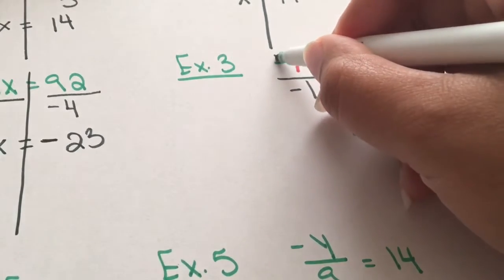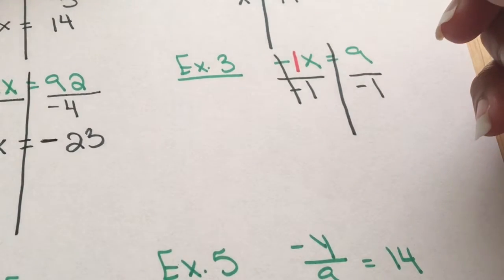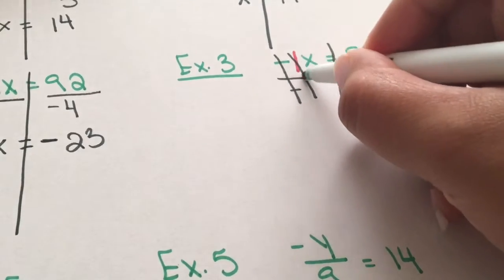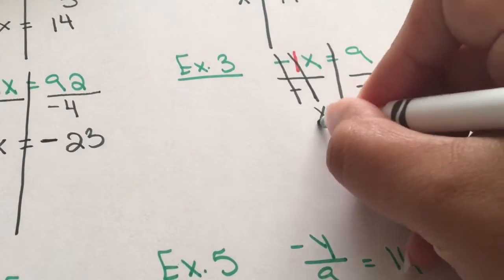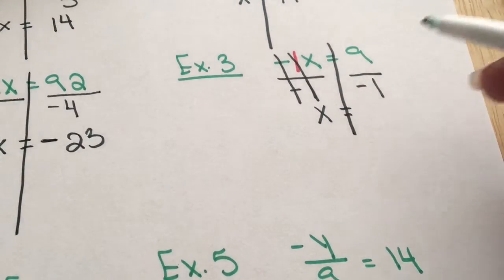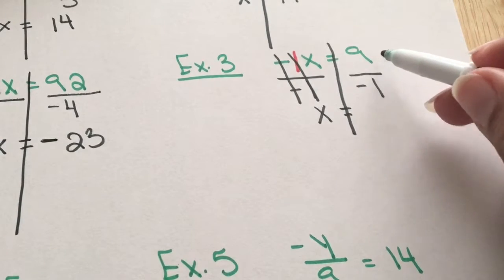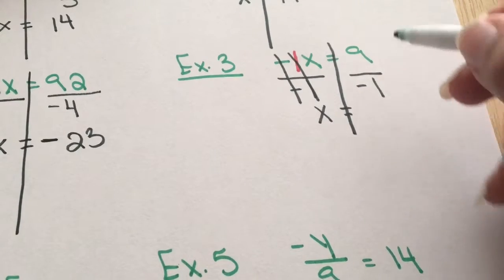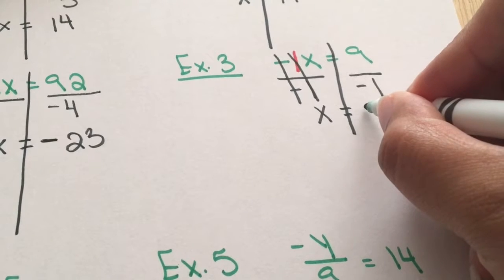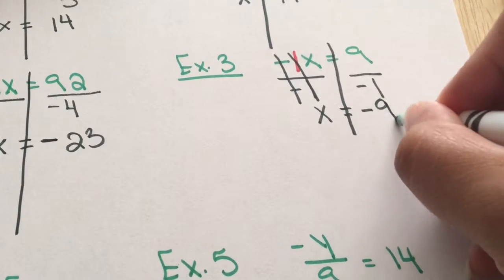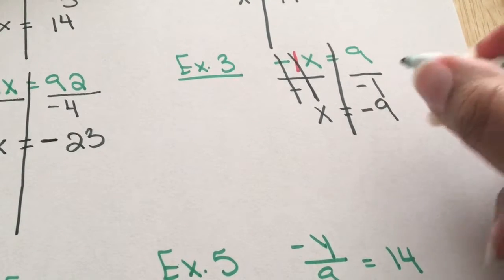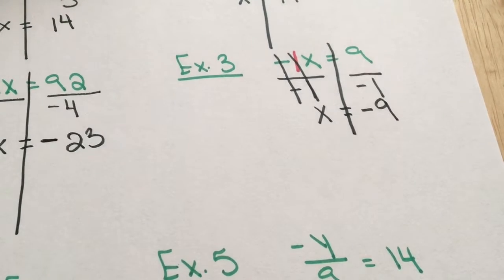The negatives will be gone because a negative divided by a negative is a positive. And 1 divided by 1 is just 1, so we're left with x. On the right side, we have 9 divided by a negative 1. Again, a positive divided by a negative is going to be a negative, and 9 divided by 1 is 9. So we're just left with x is equal to negative 9.